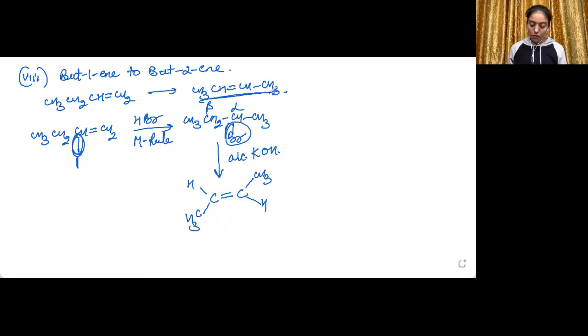Okay. Now, why did I say that I needed bromine at this position? Because if I use peroxide, bromine will get introduced at this position, and when I carry out its dehydrohalogenation, again the same product will be formed. That is, the reactant itself will be formed. Okay, so let's now move into the next part of this question.